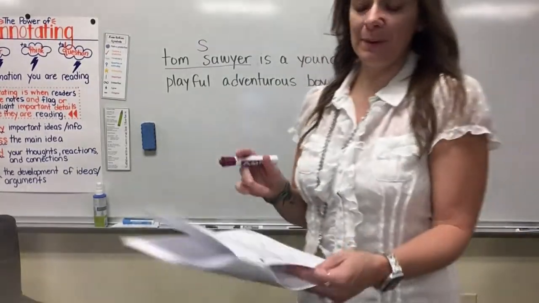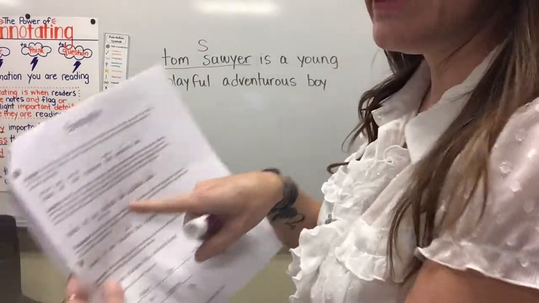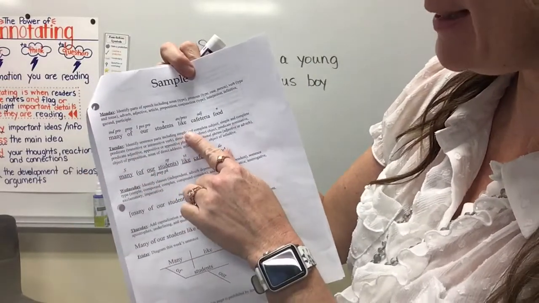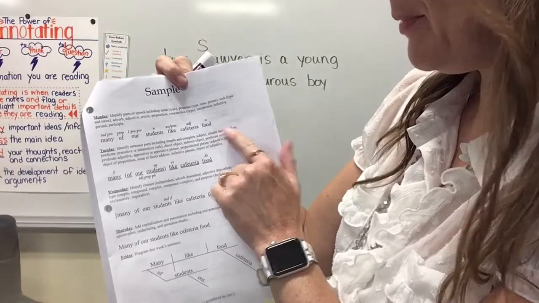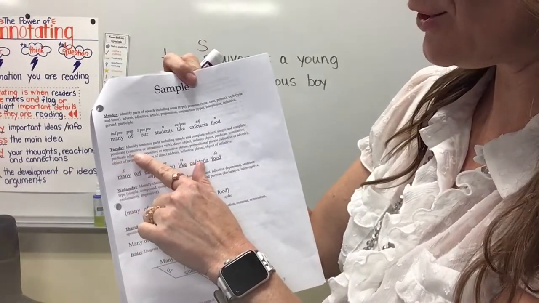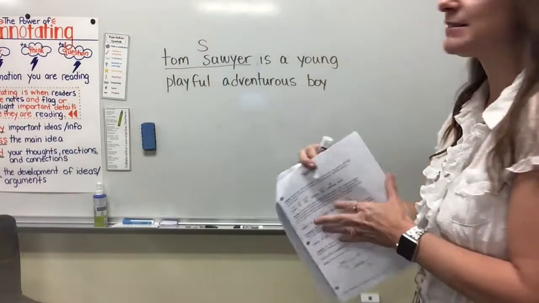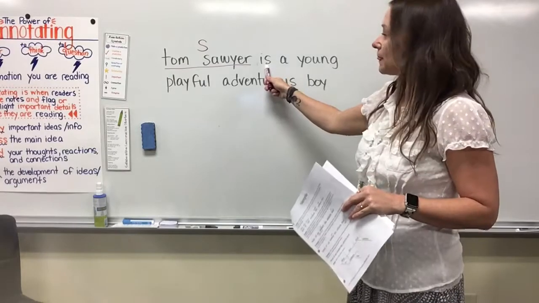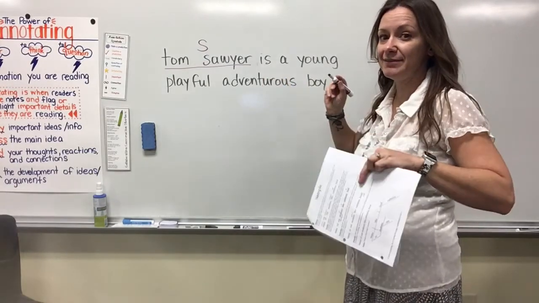Now, if we look back at our sample page where it tells us what we're doing, it'll tell us that we need to identify the sentence parts, including simple and complete subject, which we did already, simple and complete predicate, including transitive or intransitive verb. So let's do that part next. Where is our transitive or intransitive verb? So that would be is. And that would be a what?